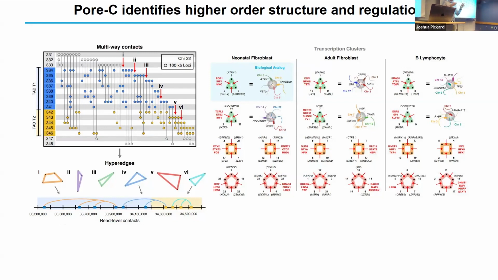We were able to find this because we preserved the higher order contacts. But if we removed the higher order contacts and went just to pairwise, we would be able to say it's possible that these genes are near each other at the same instant in time, and it's possible they have the same regulatory mechanism, but we couldn't say definitively that the regulatory mechanism was acting on them simultaneously. So this is one of the projects we did with the Pore-C data.